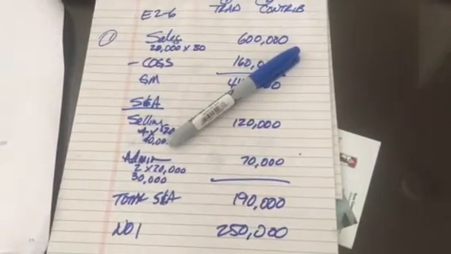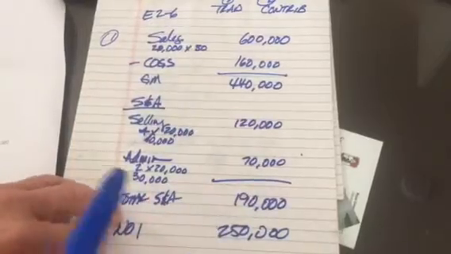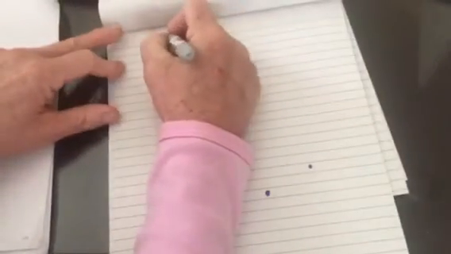Here we go with part 2 of exercise 2-6. This is where we left off, and now what we're going to do is use that same data, only we're going to do a contribution format. Okay, so this is still exercise 2-6.